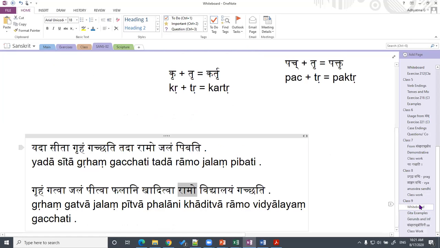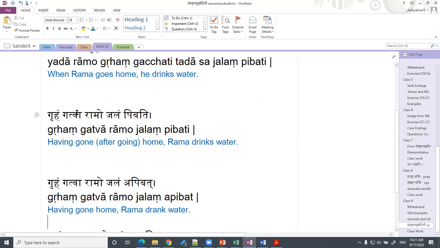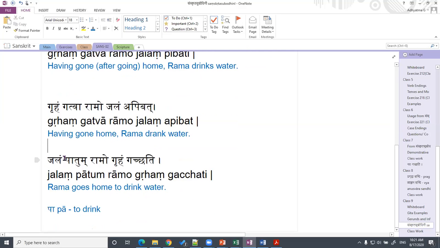So if you look at here, Graham gatva ramo jalam pibati. Here the action of going is preceding, and drinking the water is later. So we use the gerund, the twa form, for the previous action. Jalam patum ramo graham gachati. Here drinking water is again a later action. So we use the infinitive for the later action. First he is going home to drink water. Like drinking the water would be the purpose of going home. So that's where we use the tum pratyay.